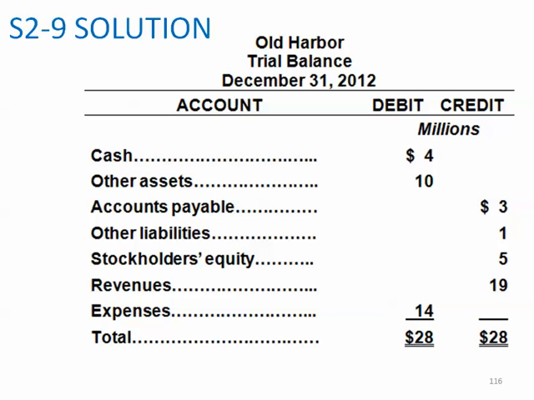Stockholders' equity is increased with a credit, so it has a normal credit balance. Revenues are increased with a credit, so they have a normal credit balance. And expenses are increased with a debit, so they go in the debit column.